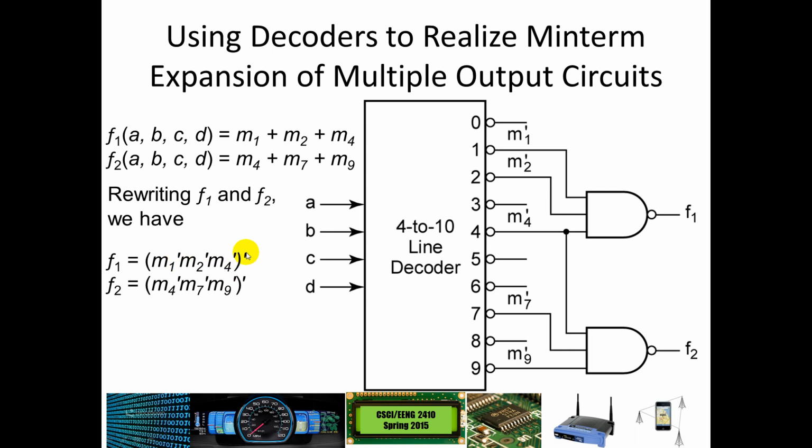When you AND something together and prime it, that's basically using a NAND. So if you have your minterm expansion, you can just have a NAND gate that pulls from an inverted decoder all of the minterms that are involved there. And you can use these NAND gates to realize F1. Very similarly, you can also realize F2.